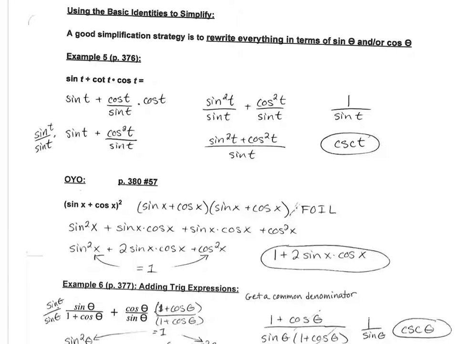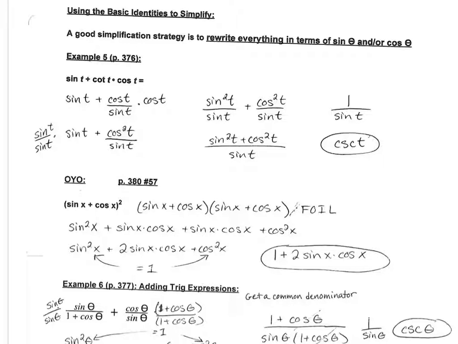So let's see what we can do with example 5 here from page 376 in your book. A good simplification strategy when you don't see a Pythagorean identity is to rewrite everything in terms of sine or cosine. Okay? Remember, sine and cosine are the building blocks of everything else. The reciprocal of sine is cosecant. The reciprocal of cosine is secant. Tangent itself is built sine over cosine, and cotangent is built cosine over sine.